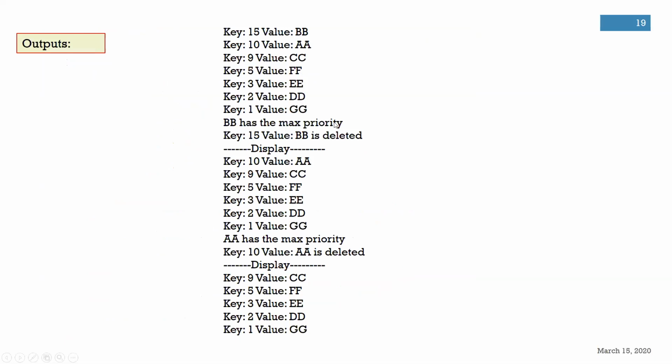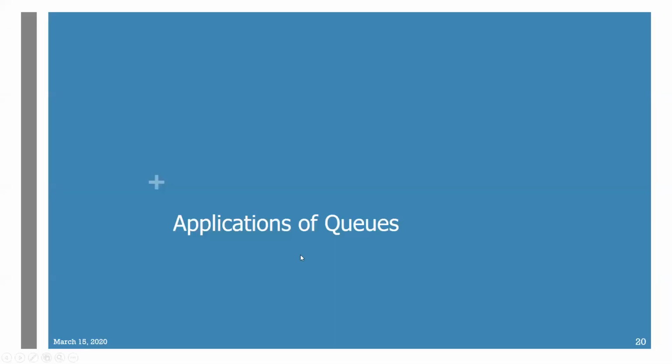For BB has the max priority, K equal 15 value, BB is deleted for DQ, and so on, display again from AA to GG, and the maximum priority here, AA, and so on. For if we remove or DQ AA, this will display from CC to GG, and so on. This is the priority for sorted. Applications of queues.